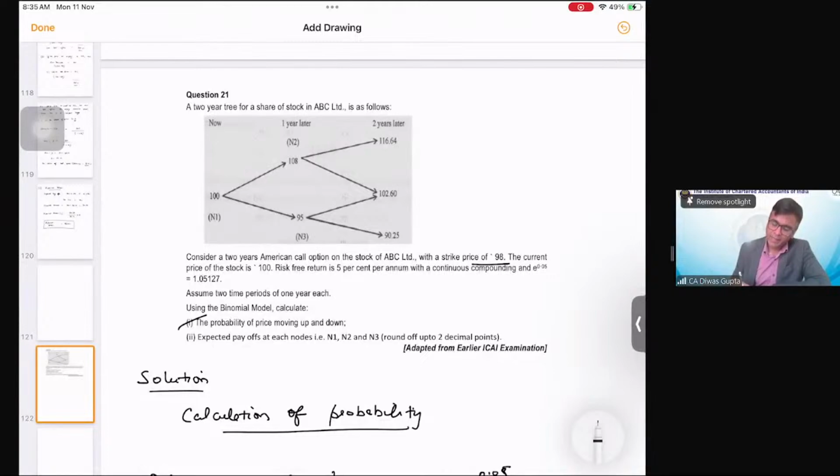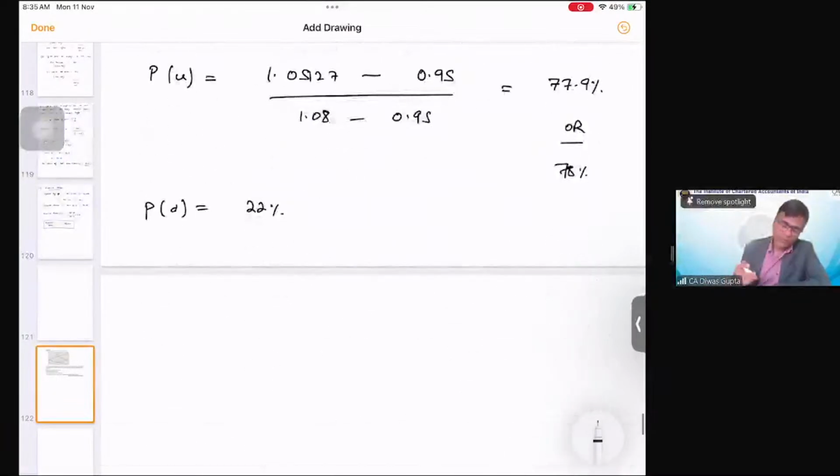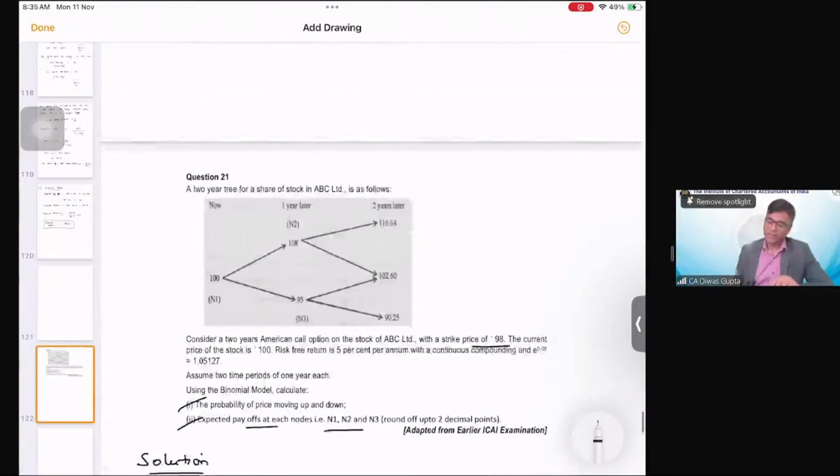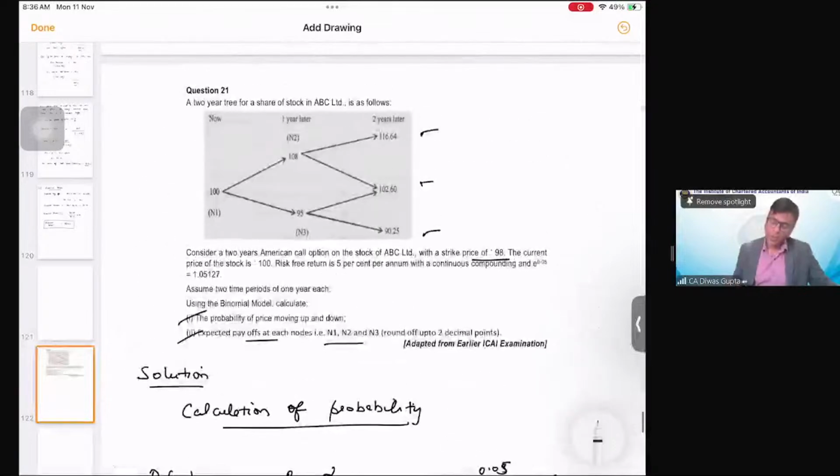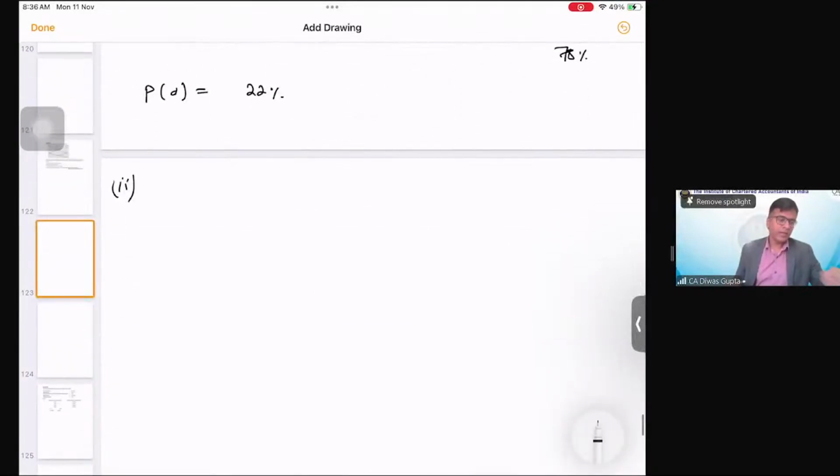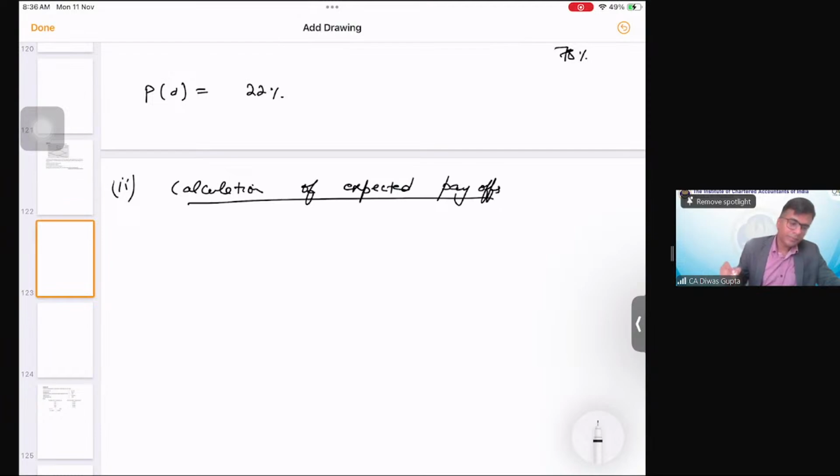The second part, expected payoffs at each node. So to calculate the expected payoffs at each node, we need to first understand what will be the payoffs at this node, and this node, these three nodes, right? These are not given any specific node names. So let's calculate the direct payoff of N2. Calculation of expected payoffs.